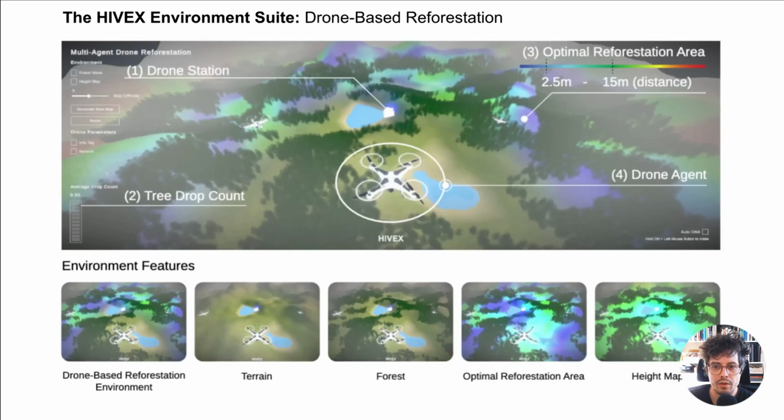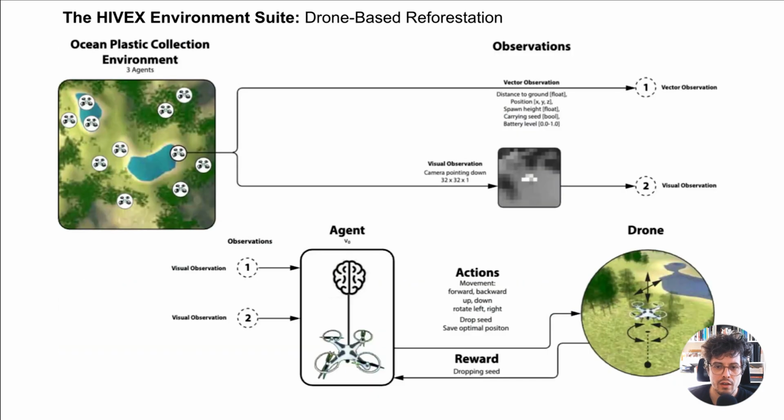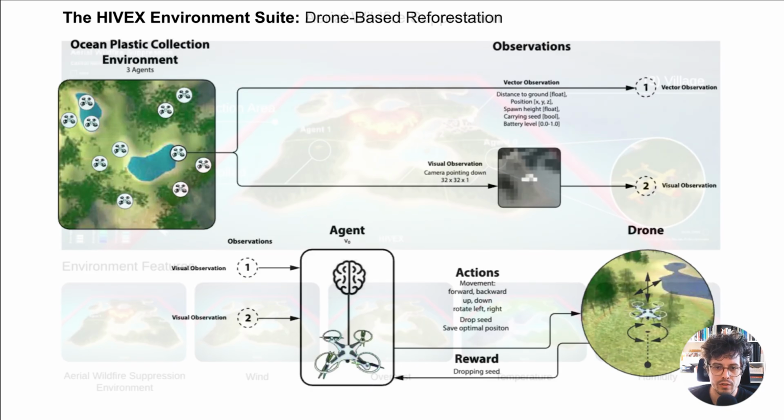In the fourth environment, drone-based reforestation, we procedurally generate bowl-shaped terrain and forest. Each agent controlling one drone can observe the distance to the ground, its position, spawn height, if it's carrying a seed, and its battery level. Here we also include a 32 by 32 visual observation from a downward pointing camera. The agent's main task is to pick up a seed from the station, find areas in need but close enough to existing tree line to collect various rewards.